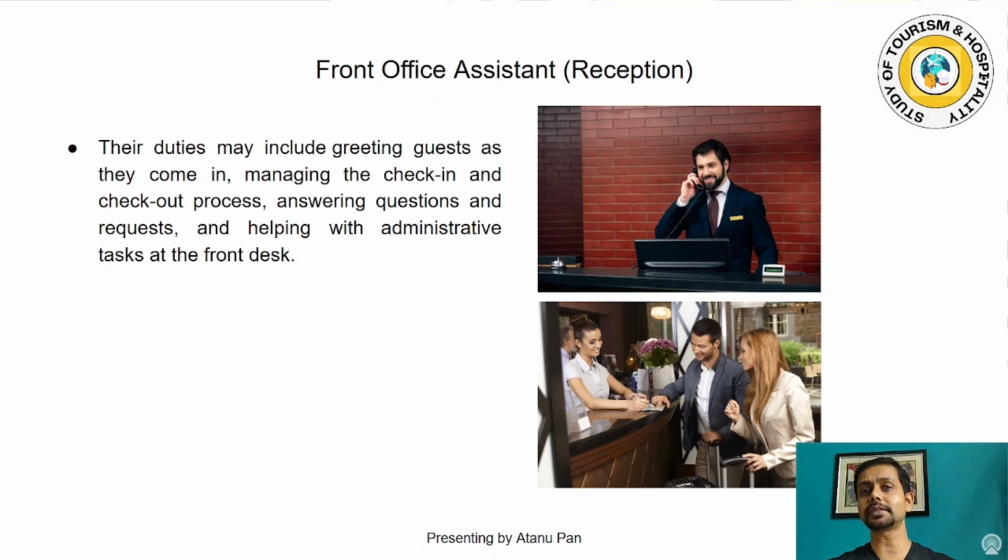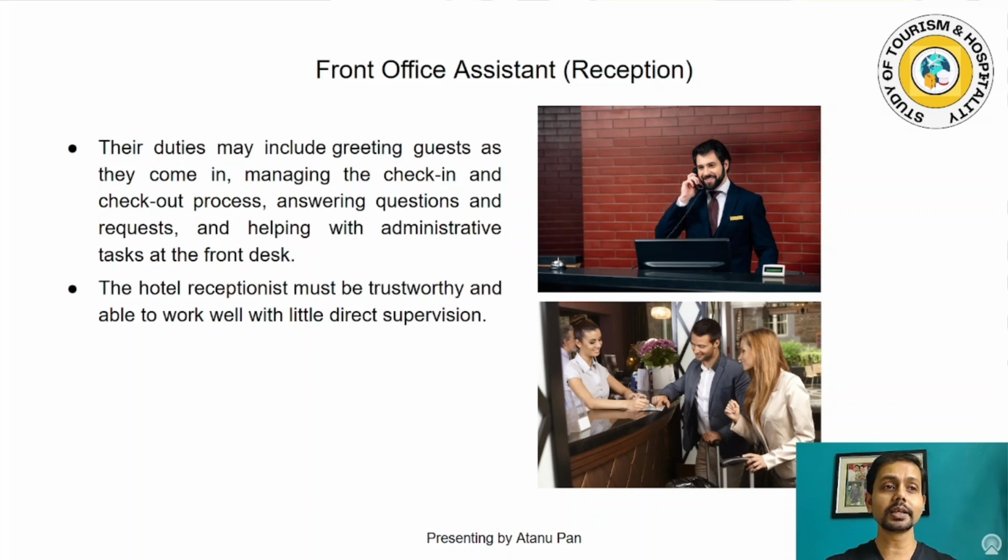So these persons are very important, as well as the reservation agent. These are also very important, because reservation agents are looking at the future booking, and these are the persons who are actually looking after the present guest. All right, welcoming the guest and also dealing with the guest queries.